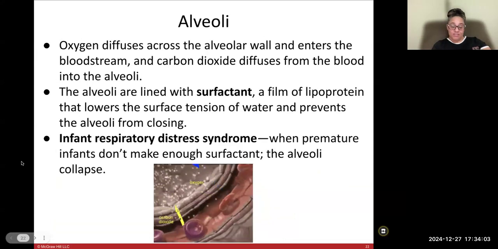capillaries. Oxygen diffuses across the alveolar wall and enters the bloodstream. Carbon dioxide diffuses from the bloodstream into the alveoli. The alveoli are lined with surfactant, a film of lipoprotein that lowers the surface tension of water and prevents the alveoli from closing completely. Infant respiratory distress syndrome is when premature infants don't make enough surfactant and the alveoli collapse. That's why when babies are premature, they're especially concerned about whether the baby's lungs are going to work properly.